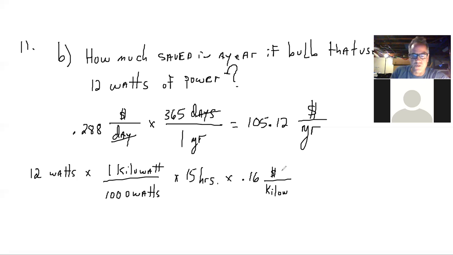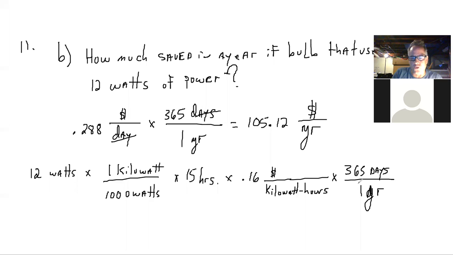Excuse me, kilowatt. There we go. And then times 365 because it's for the whole year. So I just put them all in one. That's a year. All in one big long string, but it's all the same exact calculations we did for part A to arrive at what it's going to cost me.